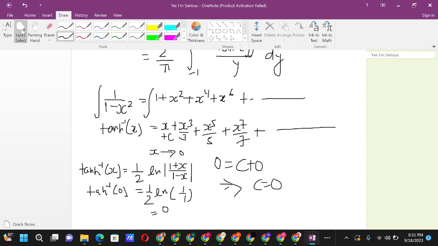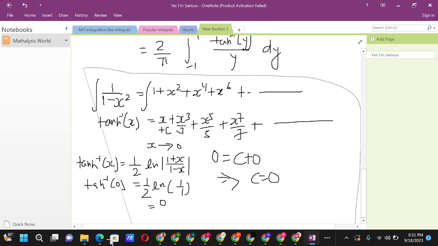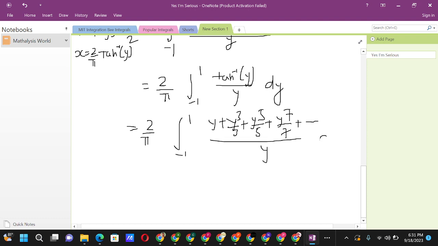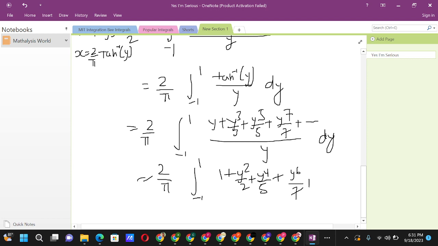Now we can just erase this. And now we can finally write the series and do the integration and come up with the answer. We are very close to the solution. This is y plus y cubed by 3 plus y to the power 5 by 5 plus y to the power 7 by 7 and so on, divided by y dy, and 2 by pi integration from minus 1 to 1. This is 1 plus y square by 3 plus y to the power 4 by 5 plus y to the power 6 by 7 and so on, dy.